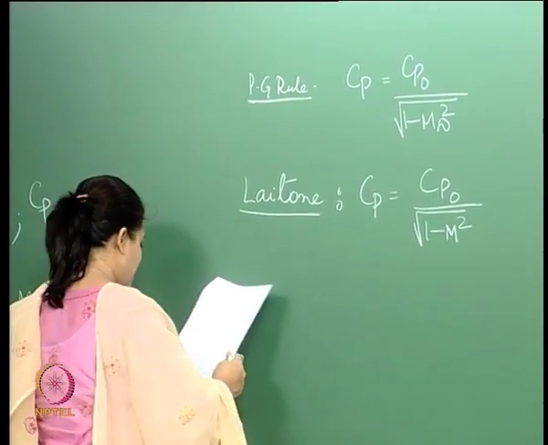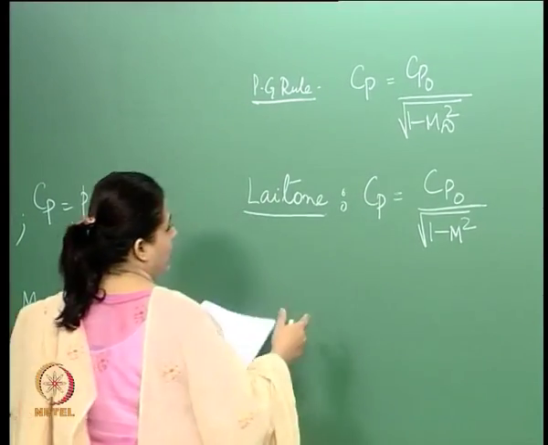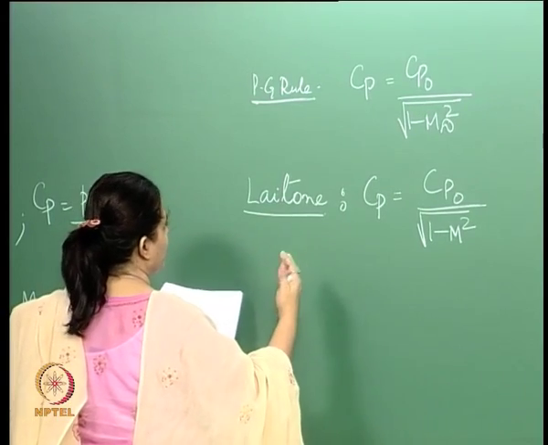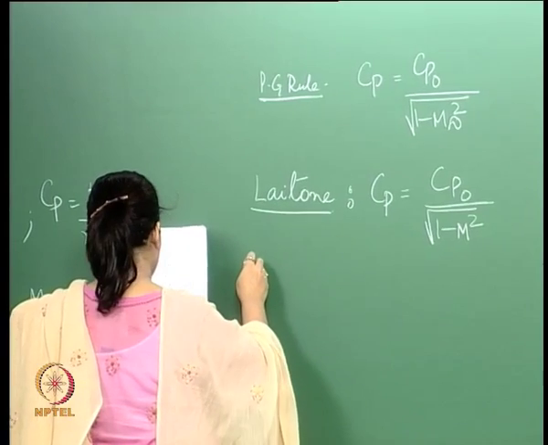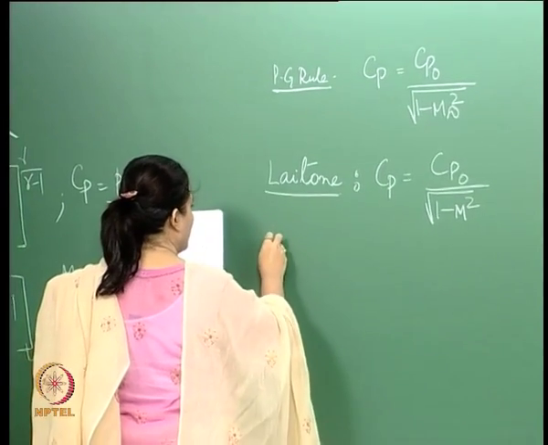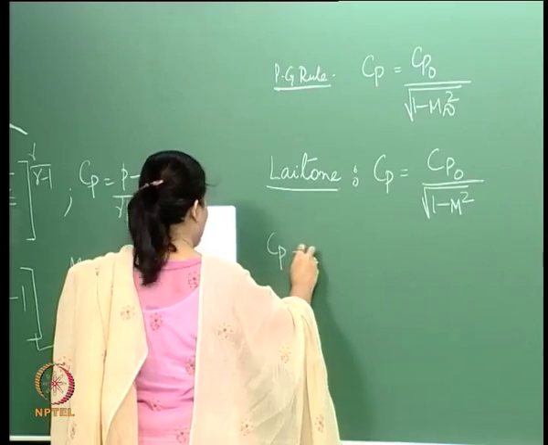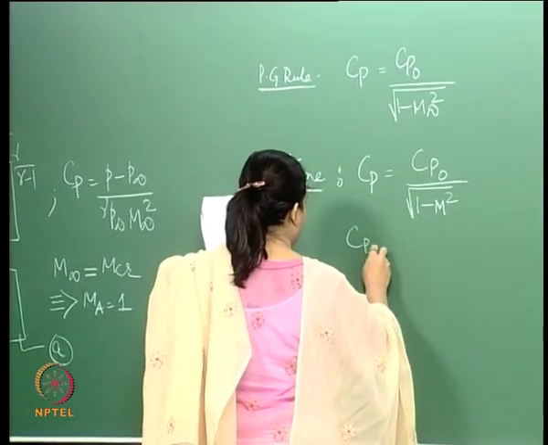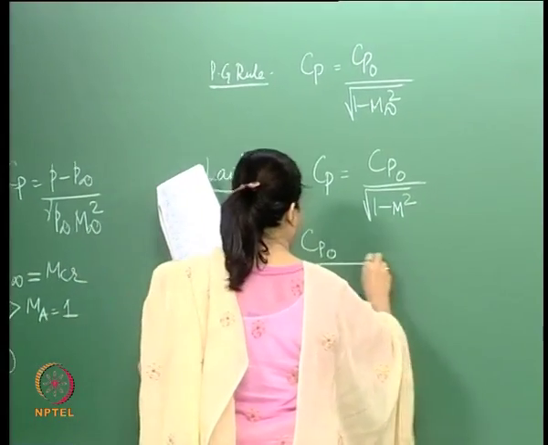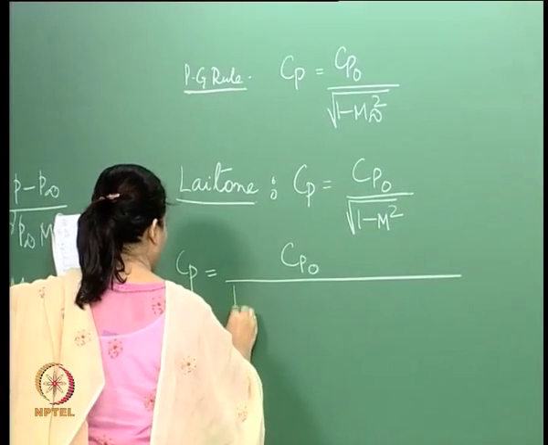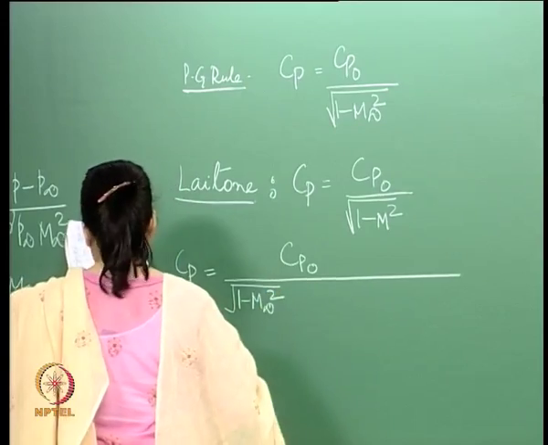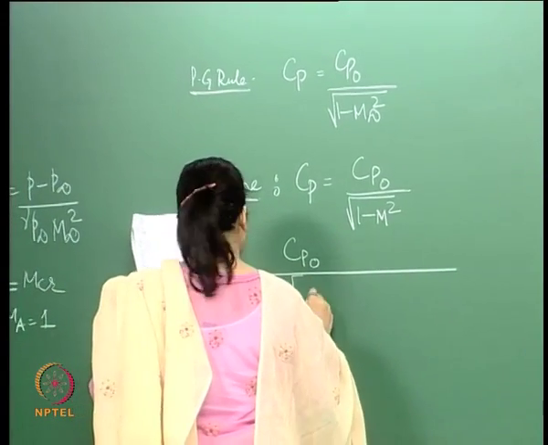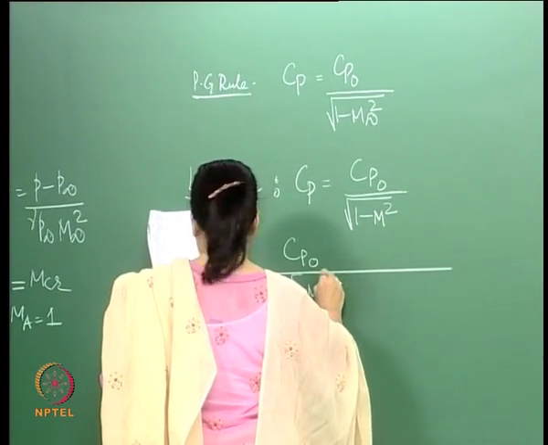And if I can relate that using isentropic relationships to the free stream Mach number, then if I write that in terms of the free stream Mach number, it looks like this.